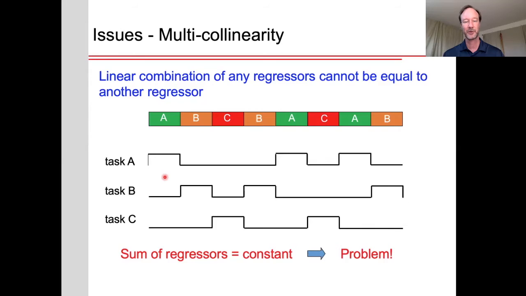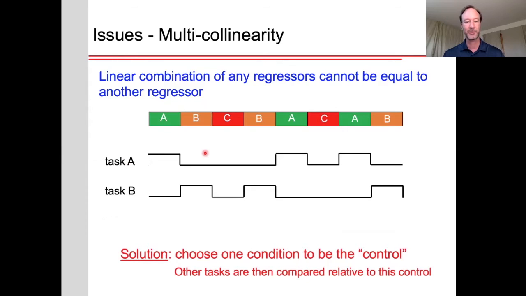Now, if you look at this more closely, really what we're doing is we're modeling task A versus some baseline, task B versus some baseline, and task C versus some baseline, but there is no condition except for A, B, and C, right? So the solution here is to pick one of these to be the control condition and then model the other tasks relative to this control condition. So we would have essentially task A versus C, task B versus that control condition, and C would be the control condition.